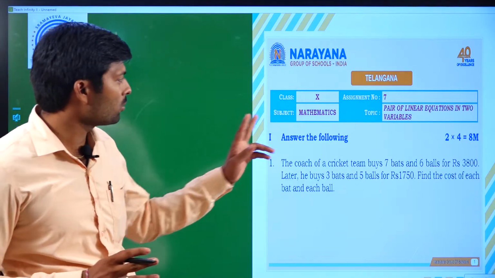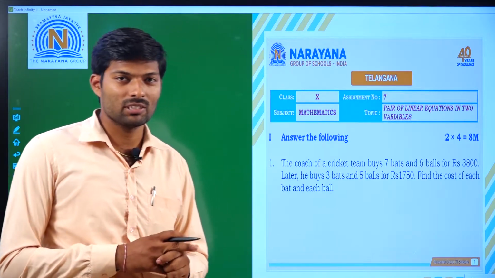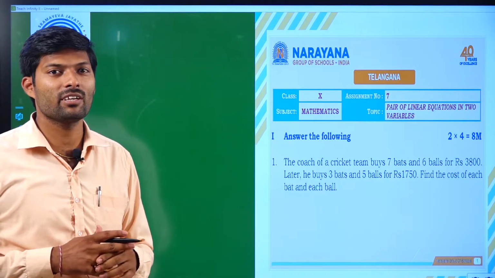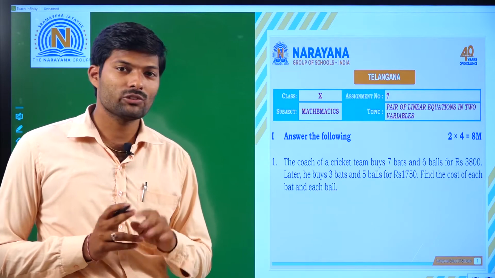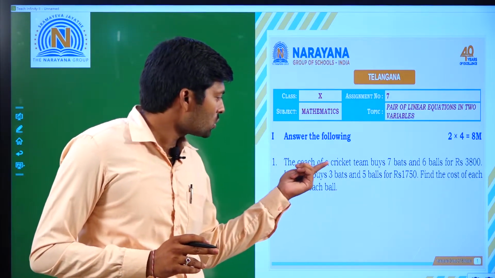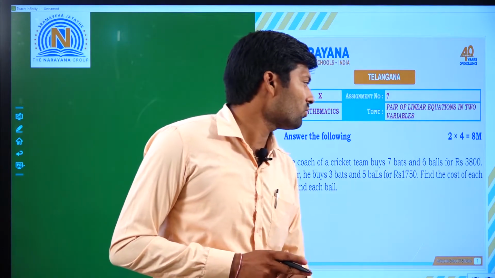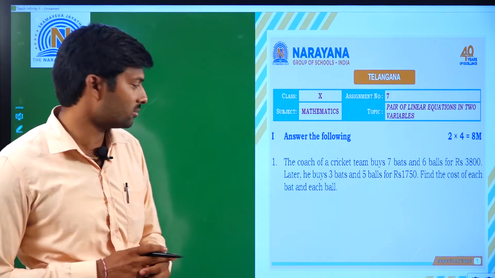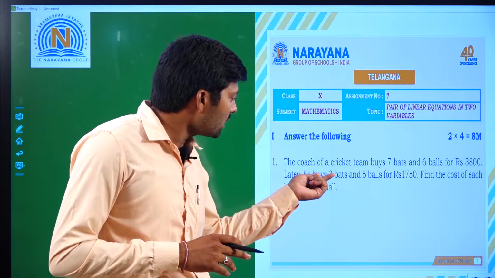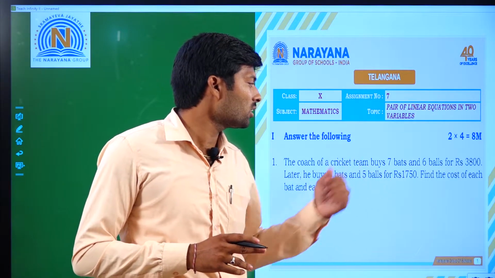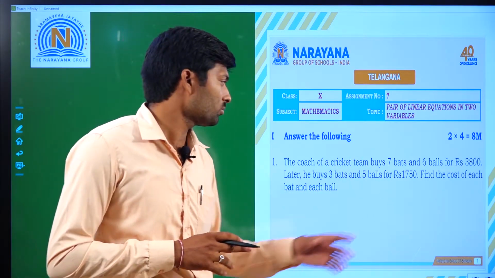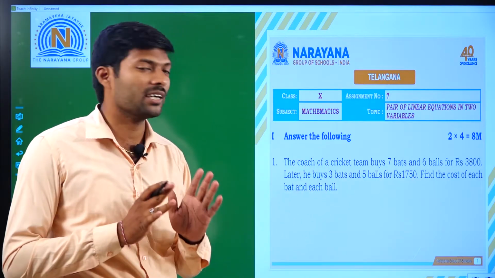Today I am going to explain assignment number 7 from 10th class. The topic is pair of linear equations in two variables. Let's go for the question. The coach of a cricket team buys 7 bats and 6 balls for rupees 3800. Later he buys 3 bats and 5 balls for rupees 1750. Find the cost of each bat and each ball.